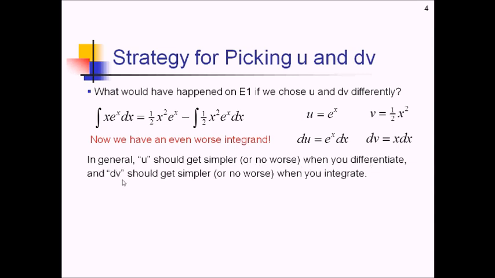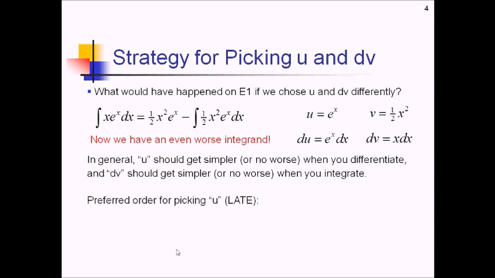And the dv value you choose should get simpler or no worse when you integrate. So we want a u value that gets nicer when we differentiate, a dv that gets nicer when we integrate. And there's actually a general preferred order for picking function types in. And I have the acronym LATE here for how you should pick the u value.